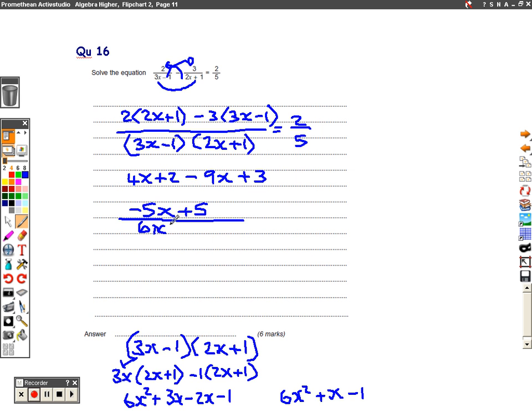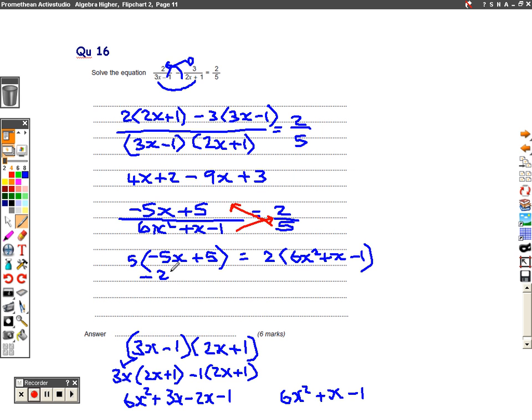6x squared plus x minus 1 is equal to 2/5. Now, we don't like fractions. So to get rid of them, bring your 5 up here, bring your bottom line up there. So we're going to have 5 outside the bracket, minus 5x plus 5, is equal to 2 upon 6x squared plus x minus 1. 5 times minus 5x gives us minus 25x. 5 times 5 gives us plus 25, is equal to 2 times 6 gives us 12x squared. 2 times x gives us plus 2x. And 2 times 1 gives us minus 2.